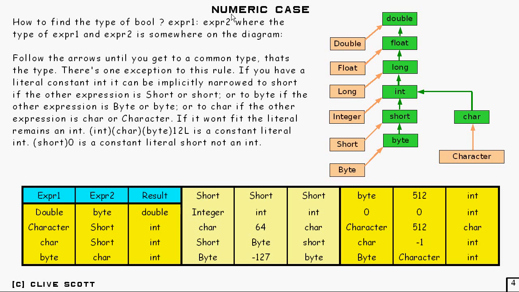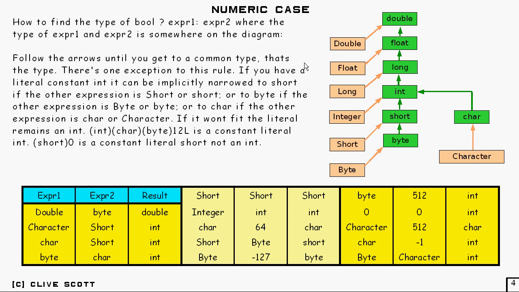Well, this is the numeric case, and that's where you've got the type of expression 1 and the type of expression 2 occurring somewhere or other on this diagram. And these are all numerics, of course, and what we've got is all the primitives in green, and the wrapper classes in what is supposed to be orange, but I'll leave that to you to decide. But what you can see is these orange arrows are boxing, and the green arrows represent widening.